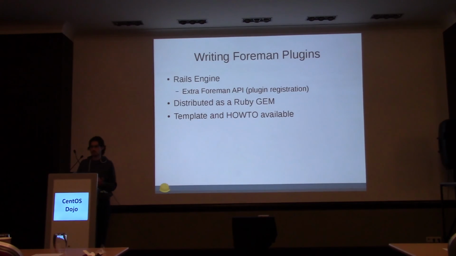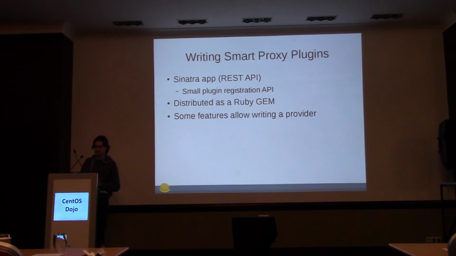They're distributed as gems. Again, you can still package a gem as an RPM or that. And there's a template repository available, so you can just clone it, get going. There's a how-to available. It's not rocket science. You can also write smart proxy plugins. These are Sinatra apps, so they can provide a REST API, entry points, do anything. Again, there's a small registration layer for which kind of plugins are installed, but that's all lightweight. Again, distributed as gems, which can be packaged.